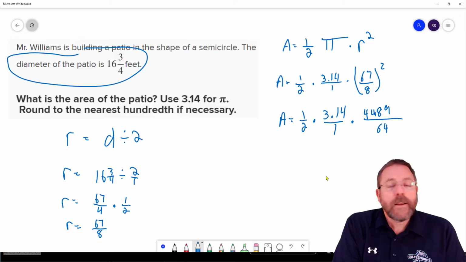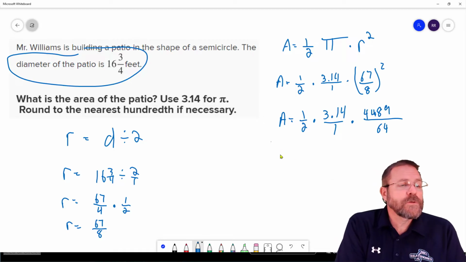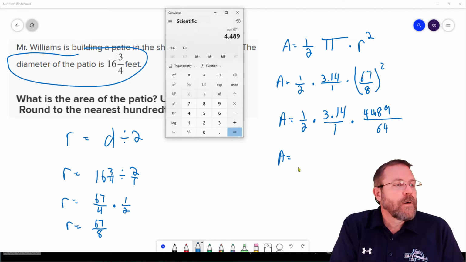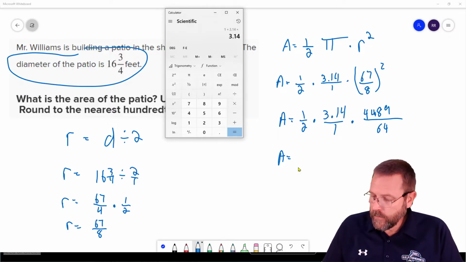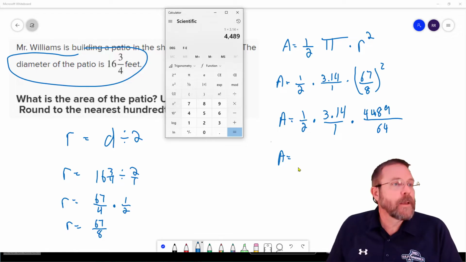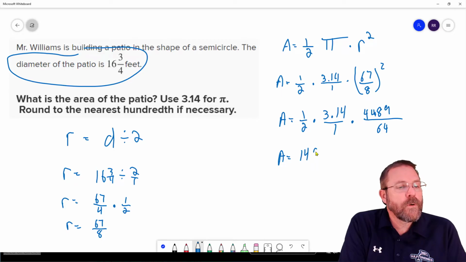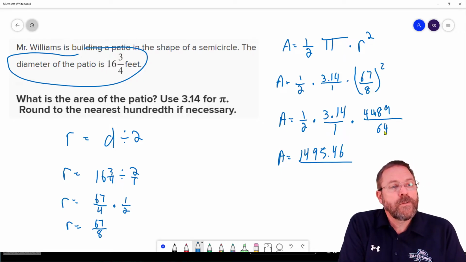From here, I can look at simplifying and multiplying, but guys, this one's too ugly to even bother with that, so let's just do some straight multiplication. Across the top, I'm going to have, let's see, what do we have here? 1 times 3.14 times 4,489, and that's going to give me 14,095.46, divided by, on the bottom, 2 times 1 is 2, and 2 times 64 is going to be 128.